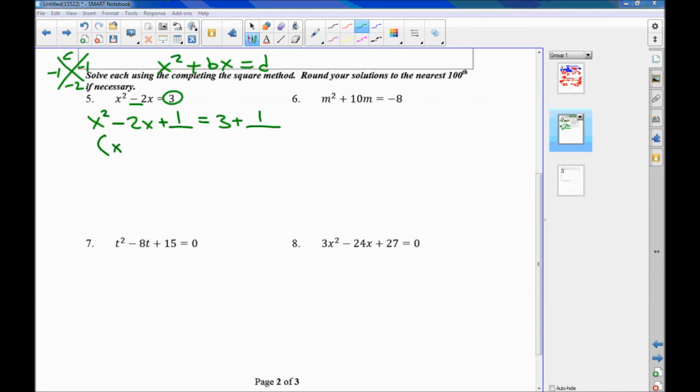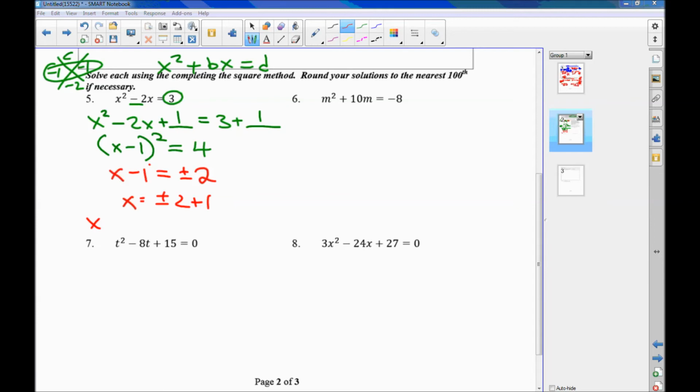So this is going to factor into my perfect square of x minus 1 squared, 2 of the same thing, and 3 plus 1 makes 4. All right, so then I'll solve it by square rooting both sides. So I'm going to get x minus 1, and I can drop the parentheses now, equals the square root of 4. So that's plus or minus 2. Okay, square root of 4 works out evenly. And then I'm going to add 1 to both sides. So plus or minus 2 plus 1.